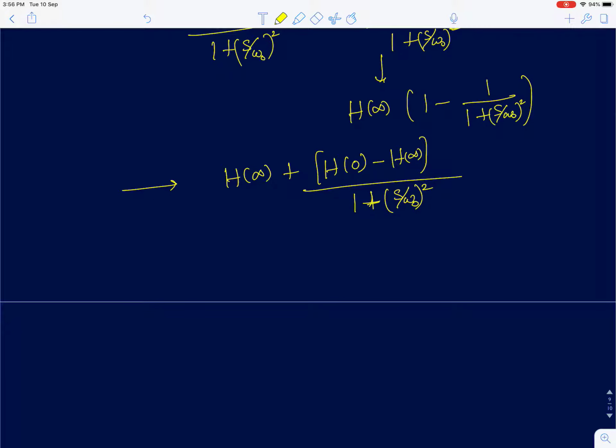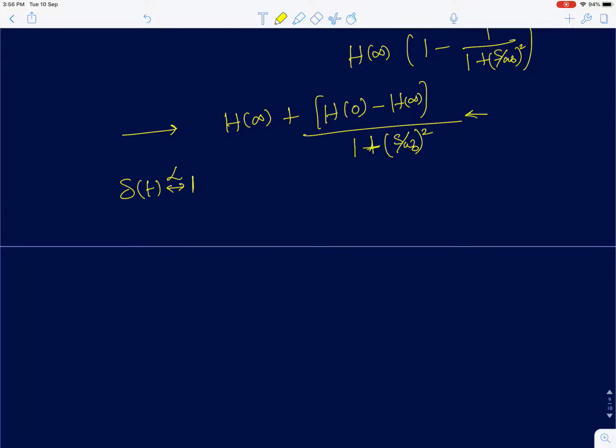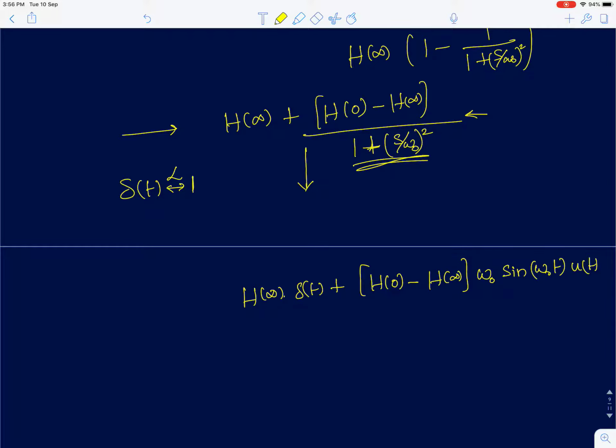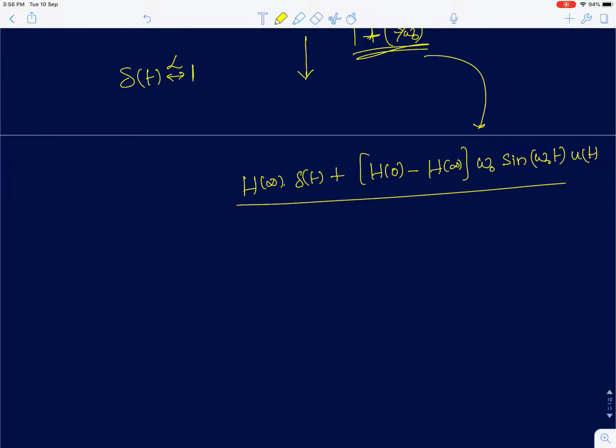Now if I feed an impulse to this system, the Laplace transform of impulse is 1. So I just have to take the inverse Laplace transform of this function. So you are going to get h infinity into delta of t plus h of 0 minus h infinity into omega naught sine omega naught t into u of t. Again, this function can be rearranged and you get this expression, the inverse Laplace transform. So the moment you feed an impulse, you are going to get an impulse at the output, but the amplitude is h infinity.